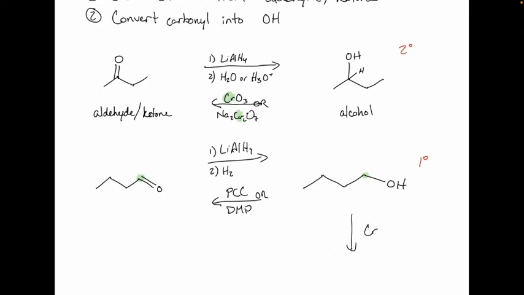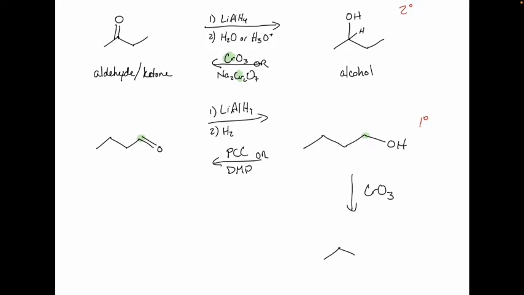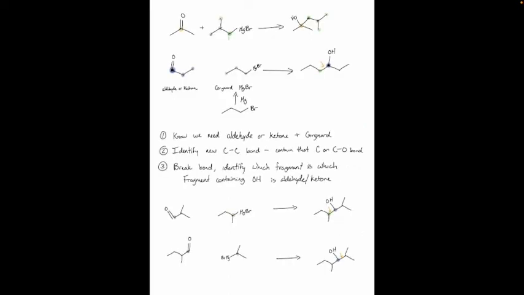Why can't I use those chromium-based ones? What's that going to do to a primary alcohol? It's going to make it an acid. It's still going to oxidize it, but it's going to oxidize it all the way to a carboxylic acid. Whoa. Where I have three carbon-oxygen bonds in my fully oxidized product. Okay. Let's just practice these again.